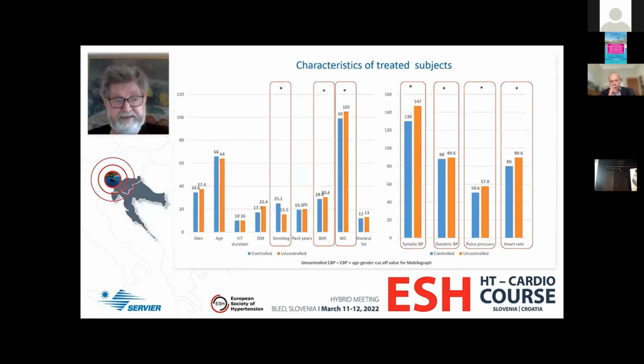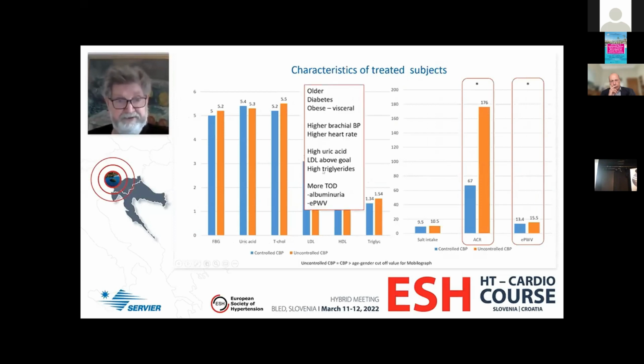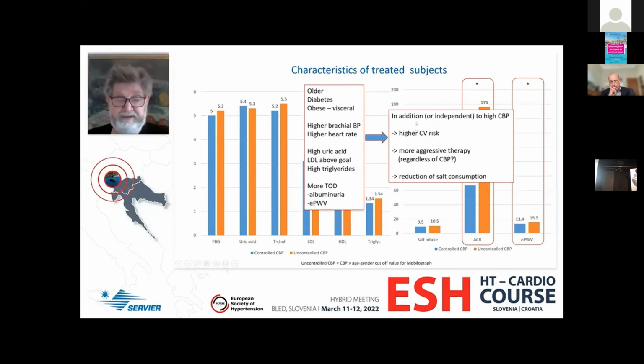And again, here are characteristics of treated subjects. Again, brief summary. Similar to the untreated subjects, they are older, much more often diabetics, with much more visceral obesity, they had higher brachial blood pressure, but also higher heart rate. They also had a higher presence of metabolic disturbances, particularly higher uric acid and higher triglycerides. And you can see here that treated hypertensive subjects with uncontrolled central blood pressure had significantly higher albuminuria and higher pulse wave velocity. So they had more target organ damage. So like untreated subjects, the question is whether they should be treated more aggressively regardless of central blood pressure, or does central blood pressure additionally contribute to this high cardiovascular risk.